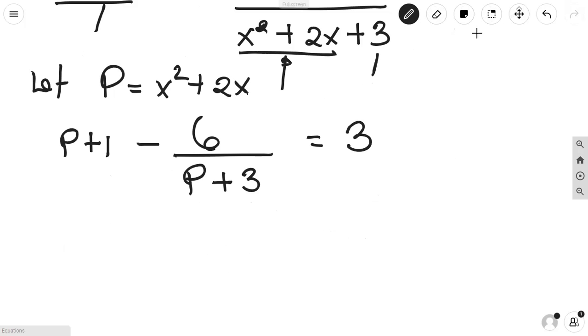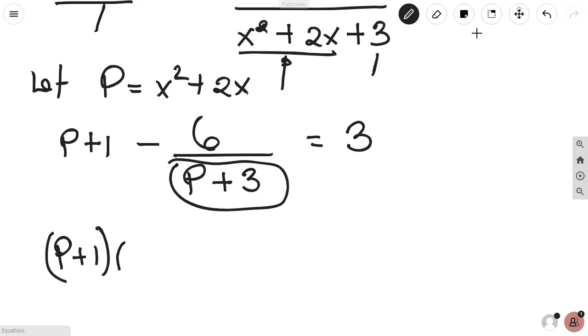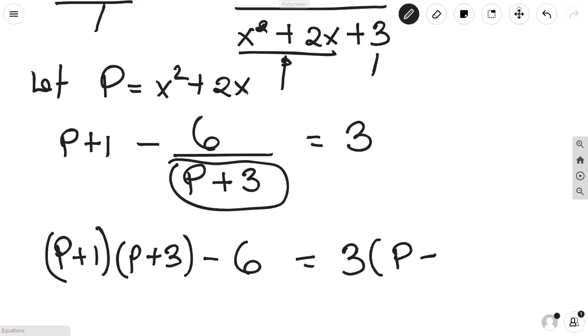The next is to multiply through by the denominator to remove this term. And how do you do that? Multiply the first term here by p + 3, the second term here too by p + 3, and you'll be left with 6. And the right-hand side of the equation, you must also multiply by 3.